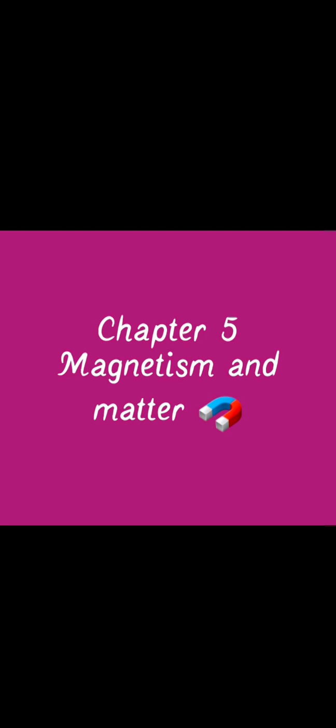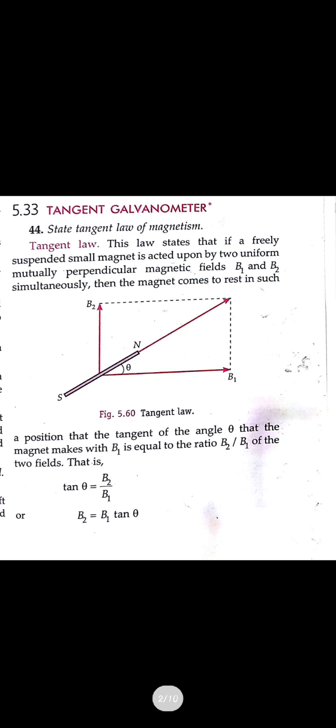We have already started the chapter Magnetism and Matter. We have seen several topics. This will be your last topic, according to the book. You can see in your book also that we are going to the topic tangent galvanometer.